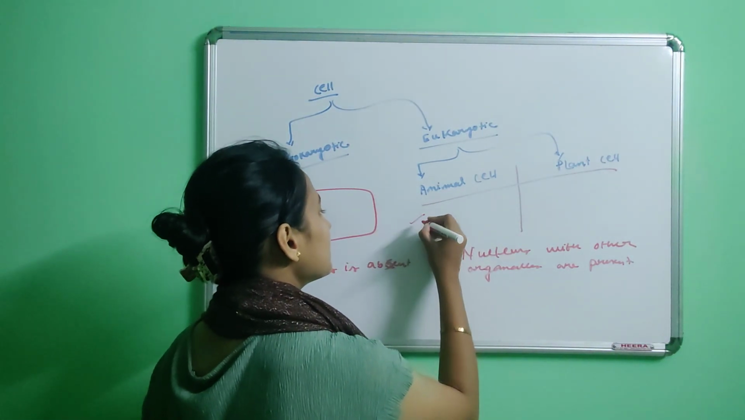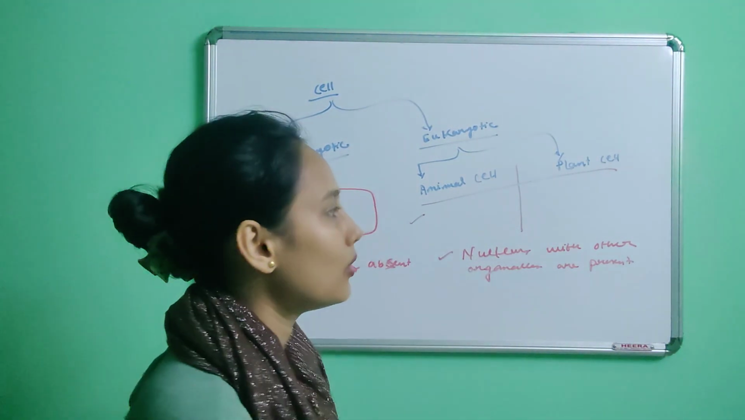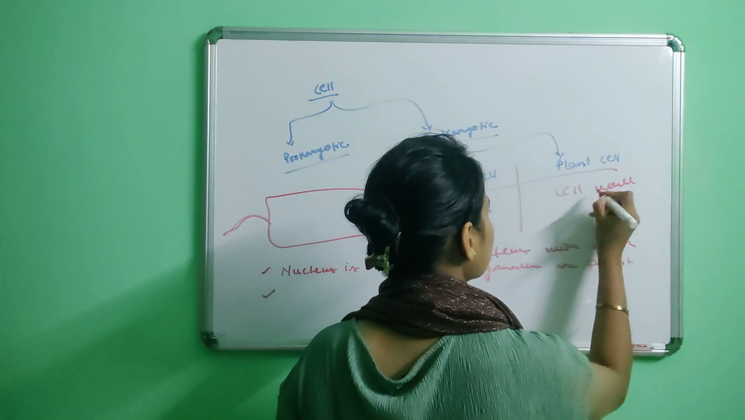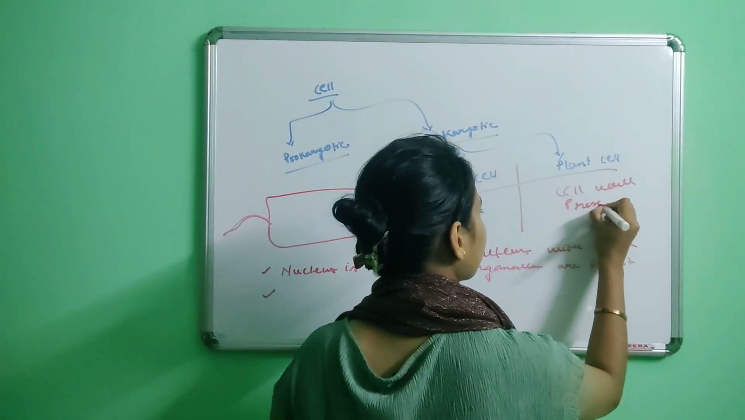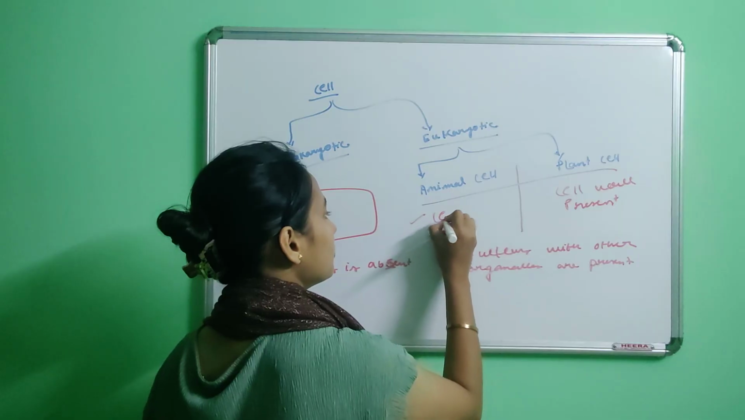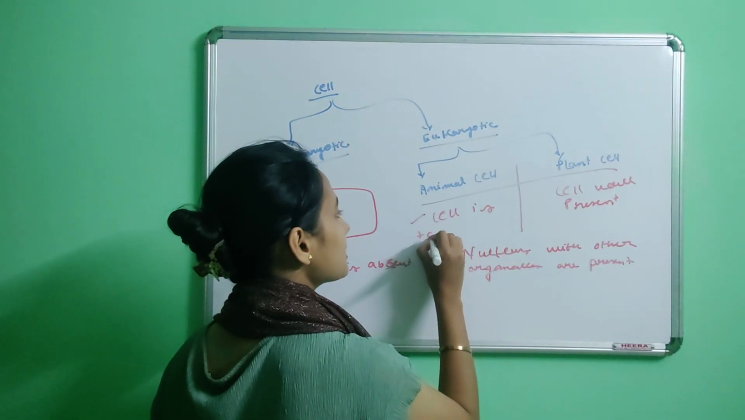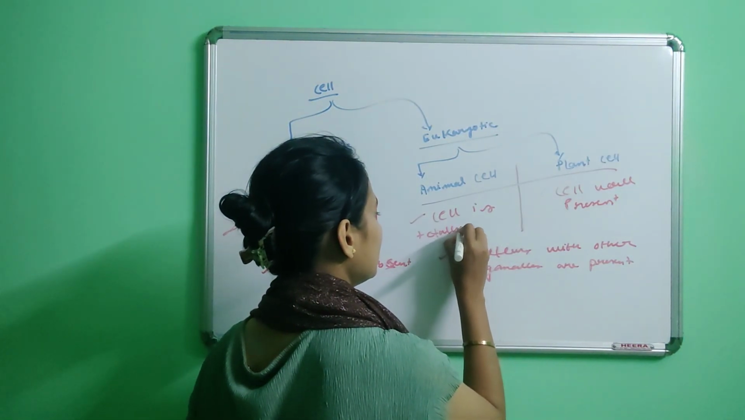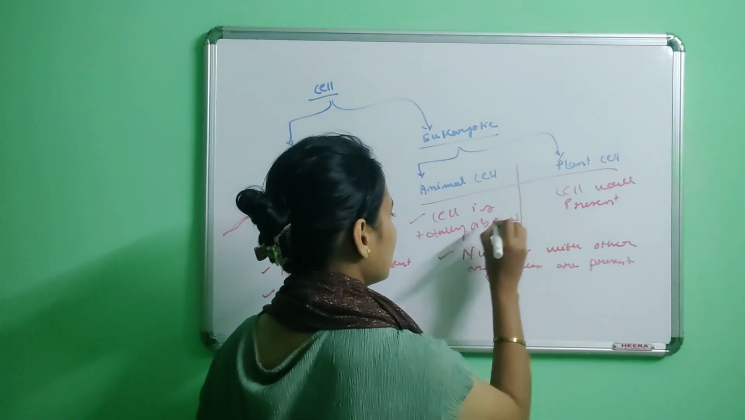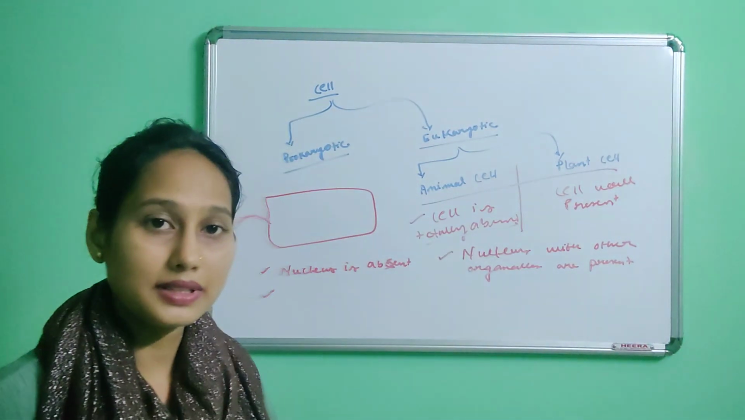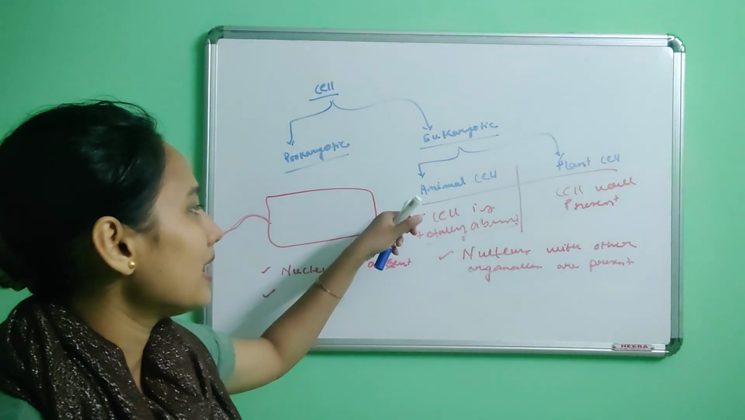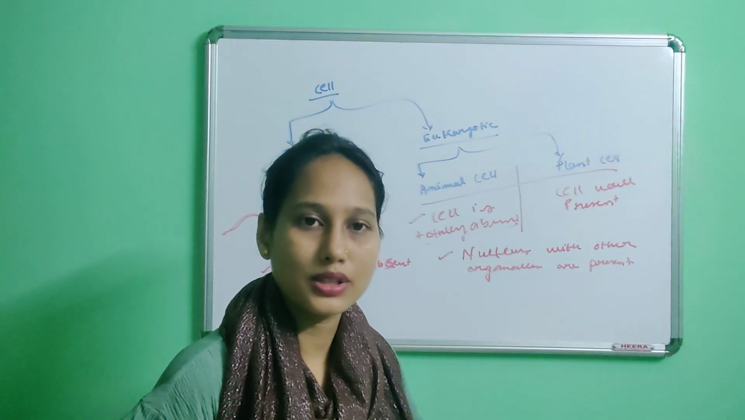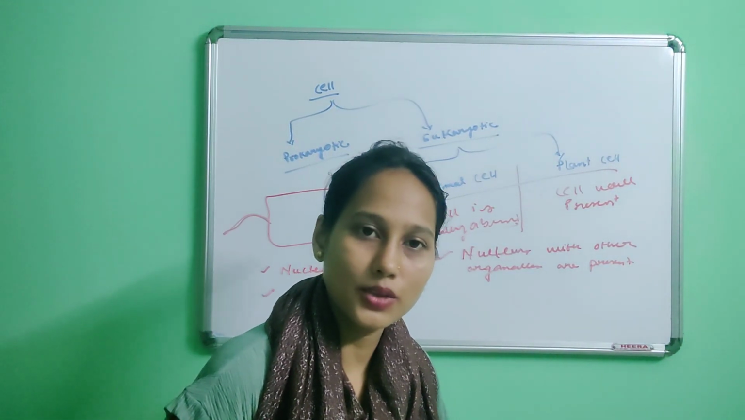The basic difference is the cell wall. The cell wall is present in the plant cell, and the cell wall is totally absent in the animal cell. Today I will discuss the animal cell and plant cell, where the nucleus is present in both. So let's understand the nucleus.